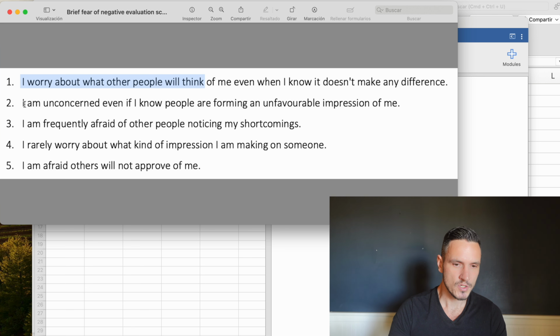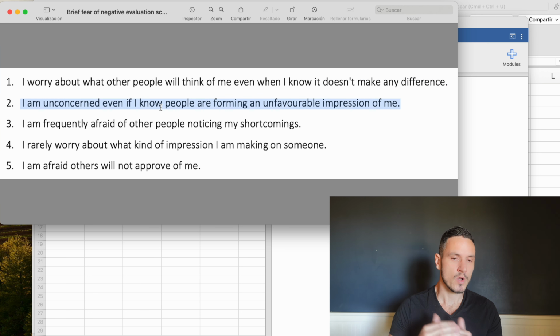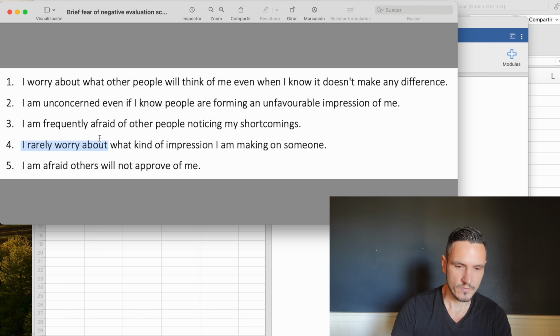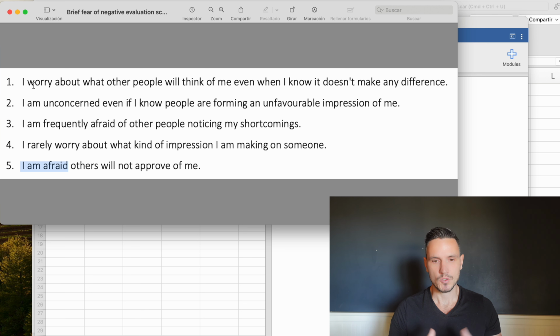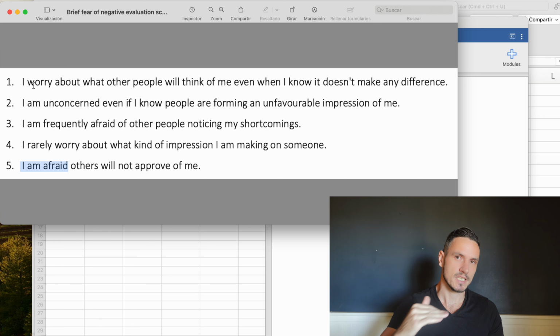However, a couple of questions or items go in the other direction. So this item here, question 2, says: I am unconcerned even if I know people are forming an unfavorable impression of me. So this question goes the other way. If a person has a high score on this item, they have a low level of fear about being negatively evaluated by other people. And we have the same thing with item 4. This one goes in the same direction as number 2. And then items 3 and 5 go in the same direction as number 1. So we'll take a look at how to deal with this situation, with high scores on some items indicating a high level of fear and high scores on other items indicating a low level of fear.